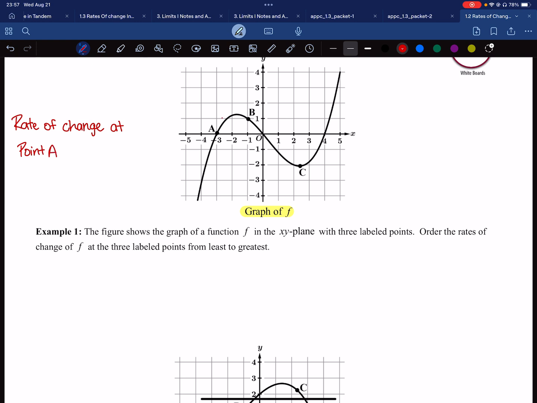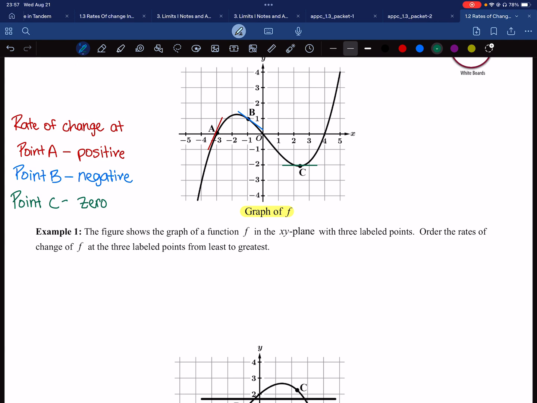If we look at it, this is going up from left to right, which means this has a positive rate of change. If we look at point B, this is going down from left to right, which means this one has a negative rate of change. If we look at point C, that is at a valley, and at the valley or at the mountaintop, that is a 0 rate of change.